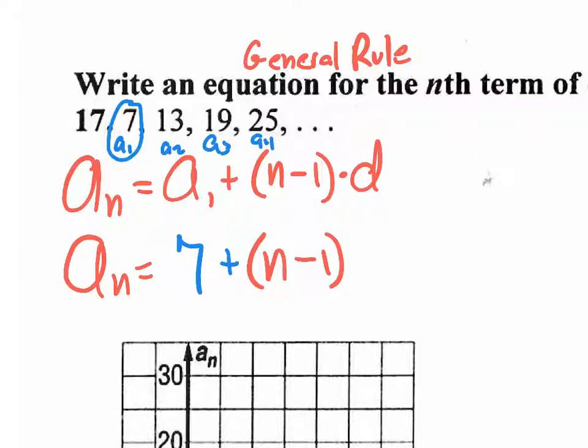So could somebody look at that list and tell me what the common difference is? 6. And how did you get that? You pick a number and subtract the one before it. Okay, so you said 13, and then you subtracted the number before it, 7. So that would be 6, right? Yes. So the common difference is 6.